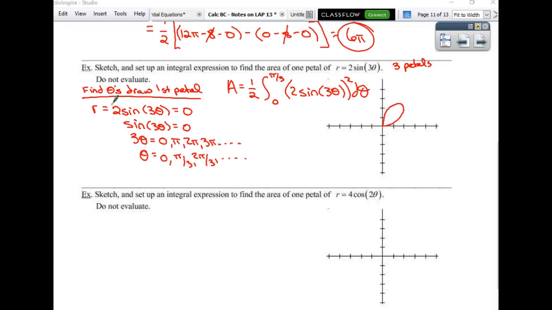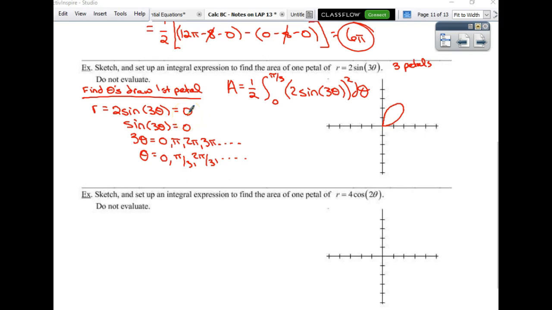The question was to sketch and set up the integral expression to find the area of a single petal. What were the important parts that we needed to know in order for us to be able to solve that question? We needed to know that the first petal was in the first quadrant. That's going to be assistive when we deal with our picture. The other thing we found is that we also saw that these r values are going to equal 0.